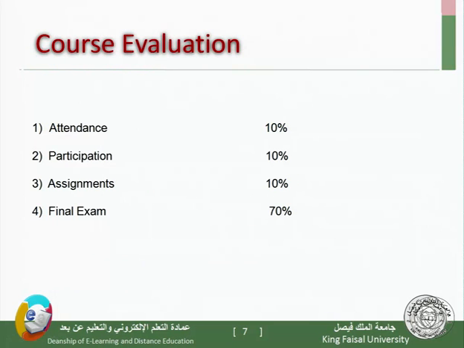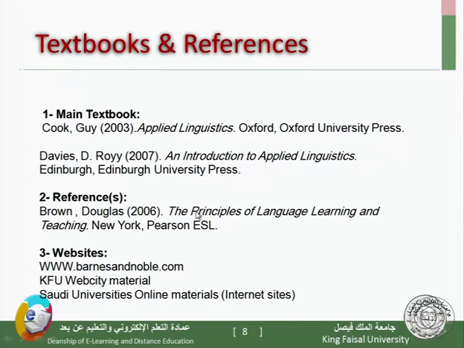The course evaluation, I think this is typical to all the courses. As you can see now, your attendance will be evaluated as 10% of the overall evaluation of the course. The participation also will be 10%. Assignments also will be 10%, and the final exam is going to be 70%.